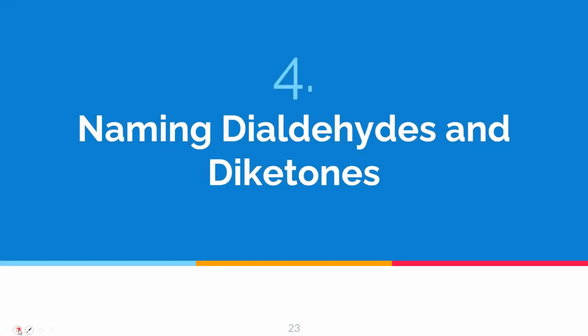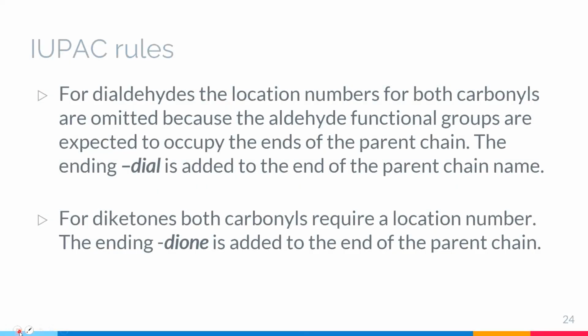Alright, let's move on to one of the last things, which will be naming dialdehydes and diketones. What does this mean? What if we have 2 aldehydes or 2 ketones in a chain? For dialdehydes, the location for both carbonyls is omitted because aldehyde functional groups are expected to occupy the ends of the chain. Meaning, if we have 2 aldehydes, they are expected to be on the left and right end of the chain, so you don't need to put the number. And it ends with dial.